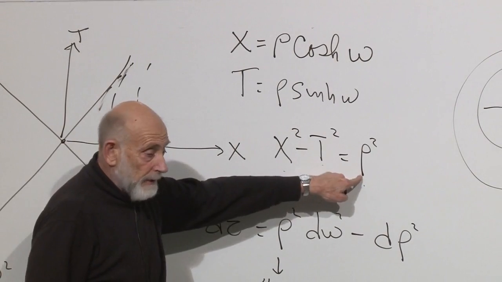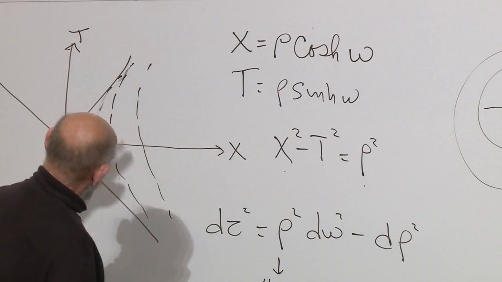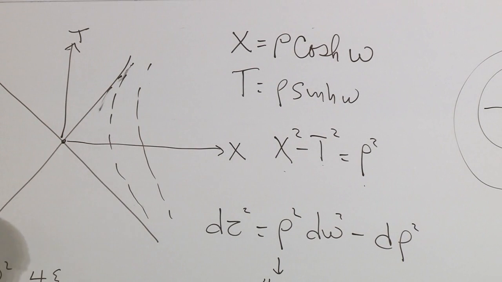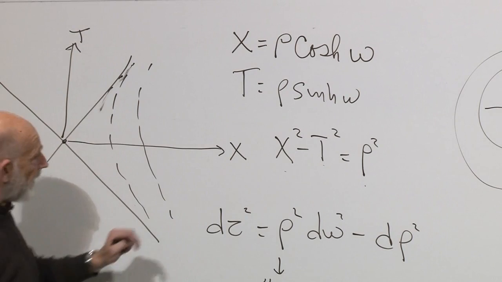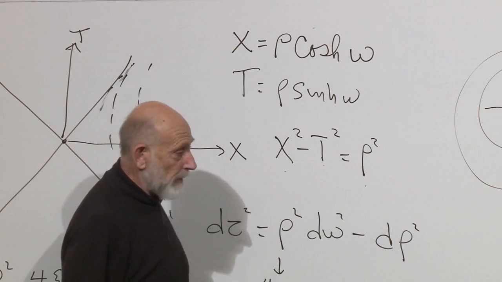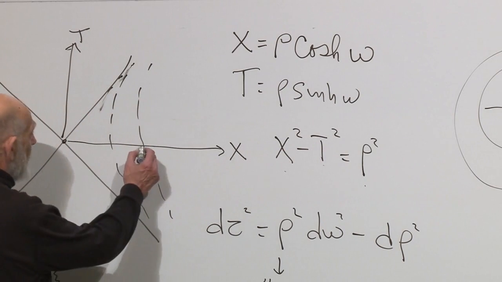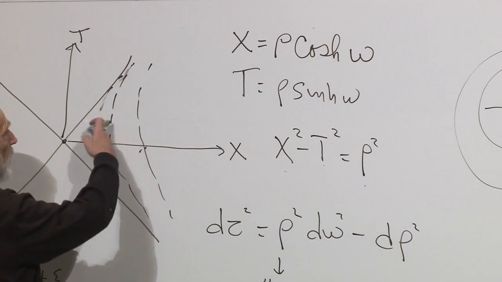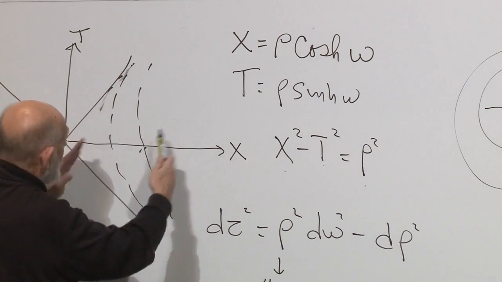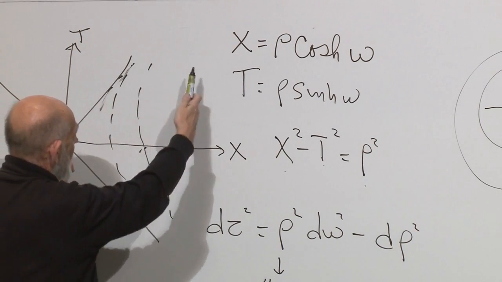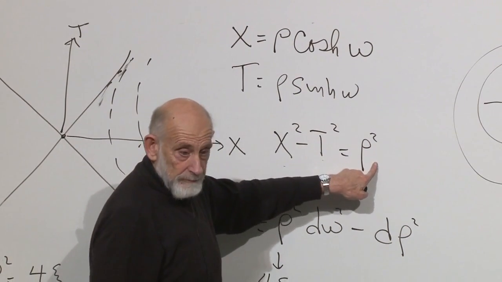Positive rho squared here means a hyperbola in this quadrant. A hyperbola in this quadrant over here has a positive rho squared. It means that x squared is bigger than t squared. X squared is certainly bigger than t squared all along in this entire quadrant. Magnitude of x is bigger than the magnitude of t in this whole quadrant here. That's why rho squared is positive.